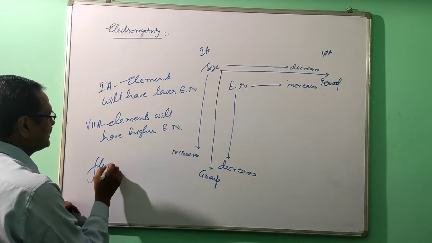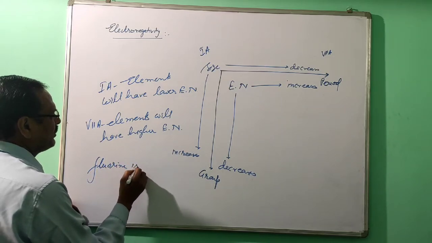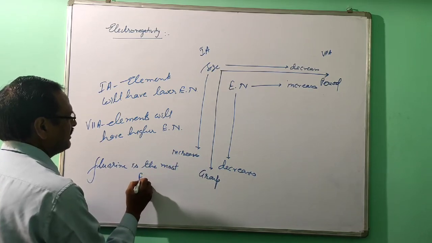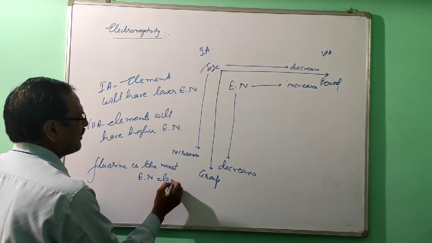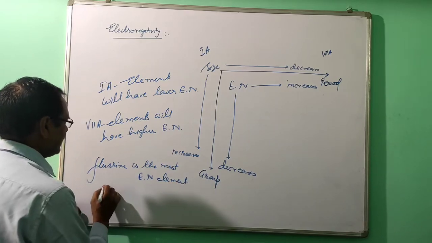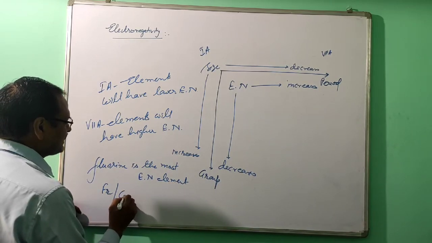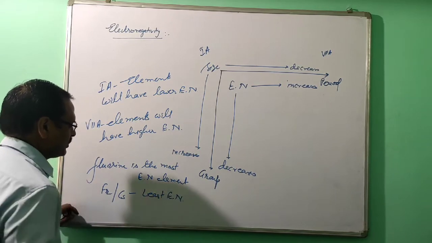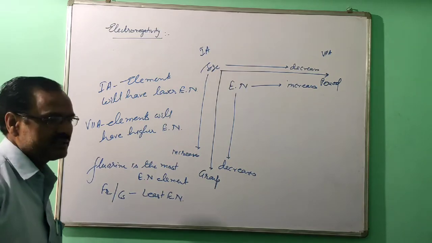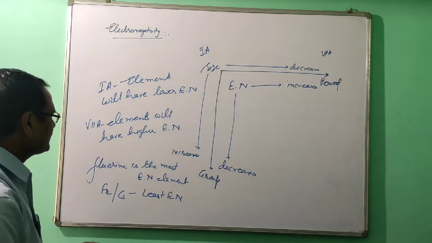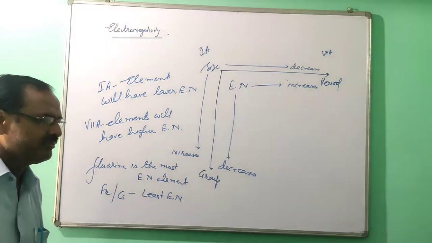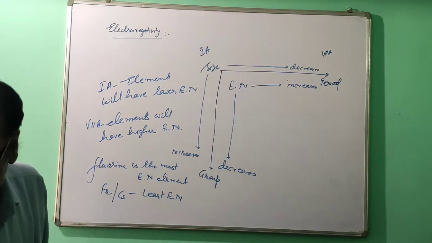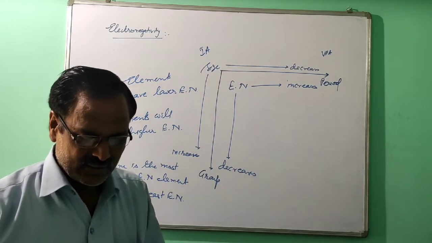And which is the most electronegative element? Fluorine. This is also a very common question. Fluorine is the most electronegative element. And the least electronegative, either francium or cesium. Least electronegative. So if you are giving the position to francium, no problem. If you are thinking francium is radioactive, then you can give it to cesium. But for your knowledge, francium and cesium both have the same electronegativity. So anyone you can give as the answer.